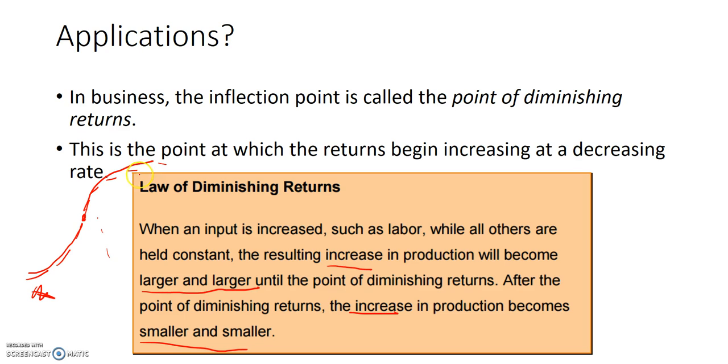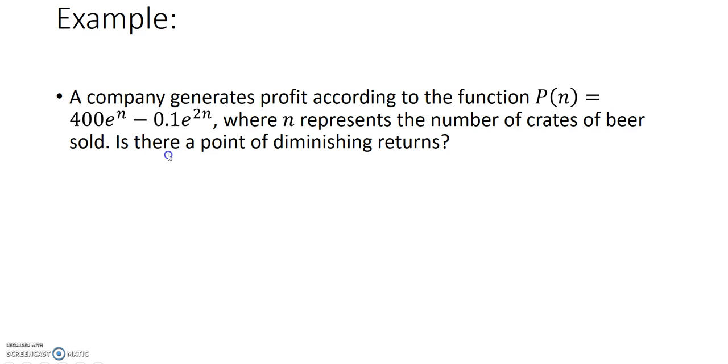And that's specific. We want to go from concave up to concave down when we're dealing with the law of diminishing returns. So let's say, for example, a company generates profits according to the function P of n equals 400 e to the n, where e is the constant 2.71828, minus 0.1 e to the 2n, where n represents the number of crates of beer sold. Is there a point of diminishing returns?